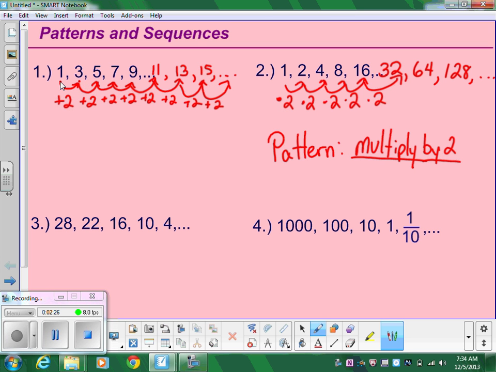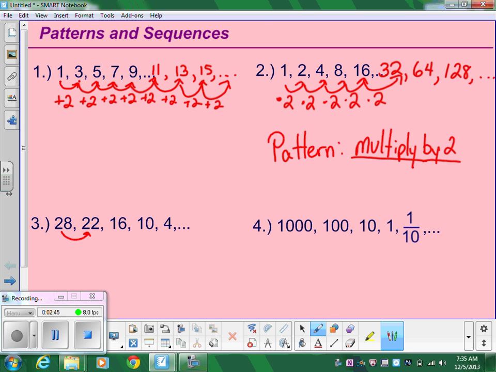In both of these cases, our values increased. Not all patterns are going to have an increase as we continue the set of numbers. Let's take example number 3.